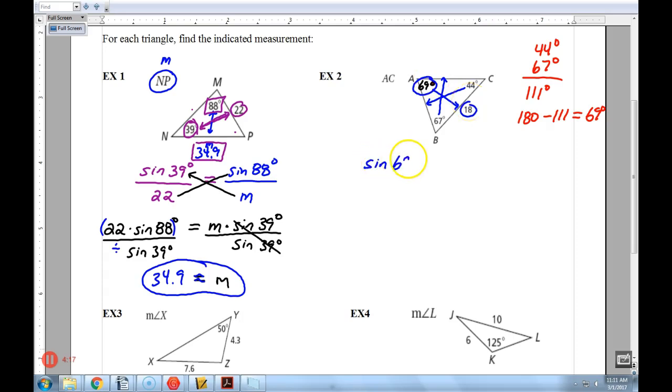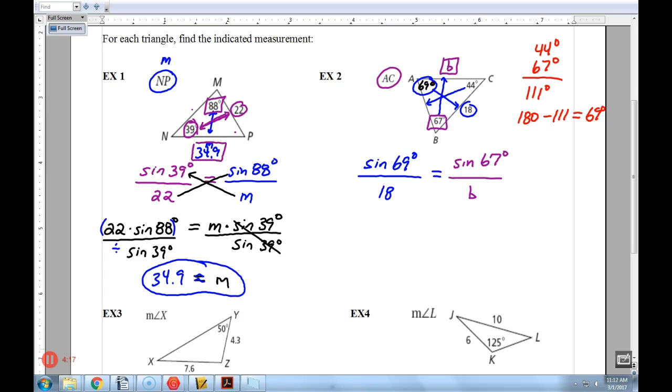The sine of 69 degrees across from side length of 18 should be equal to, and now I'm going to come another way. Well, who am I after? I'm after AC, which is this top side, which we're going to call little b because it's across from big B. So that's the one that I need to set up. I need to then set up sine of 67 degrees over little b. And little b is going to be what I'm after.